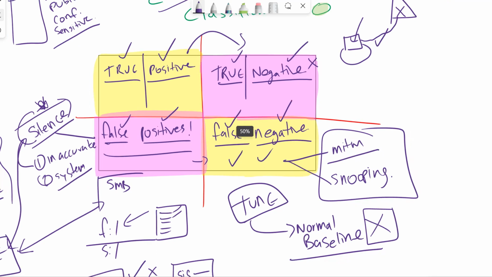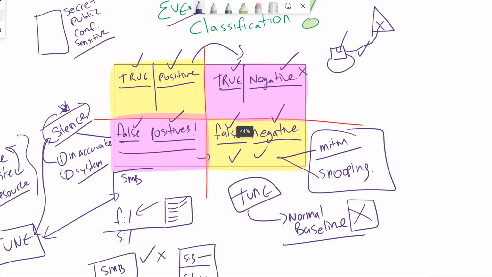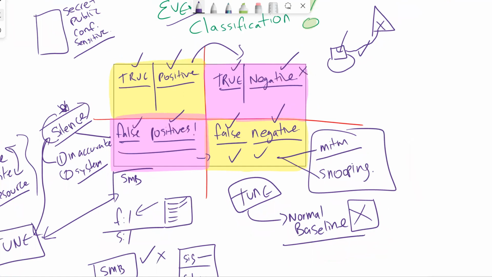So these are the 4 forms of event classification: our true positives, our true negatives, false positives, and false negatives.